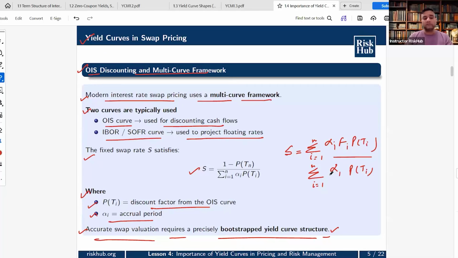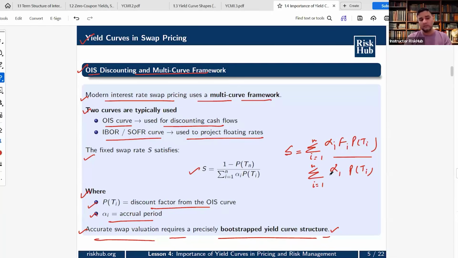Okay, S equals the sum from i equals 1 to n of alpha_i times F_i times P(T_i), all divided by the sum from i equals 1 to n of alpha_i times P(T_i). Here F_i is the forward rate of period i taken from the projection curve, and P(T_i) comes from the OIS curve. The two formulas agree only when the projection curve and the discount curve are the same.